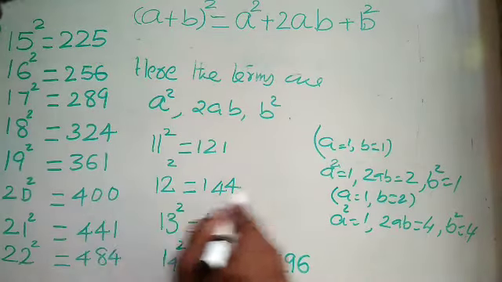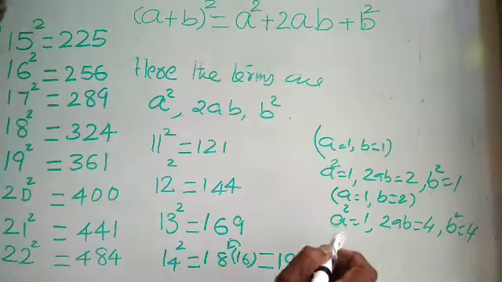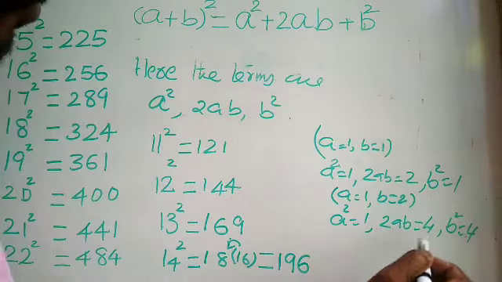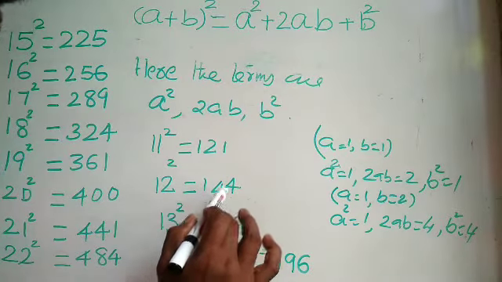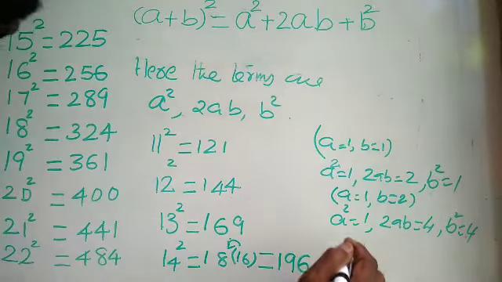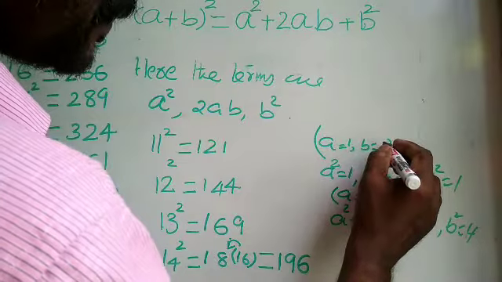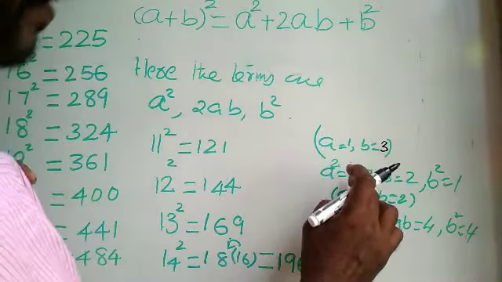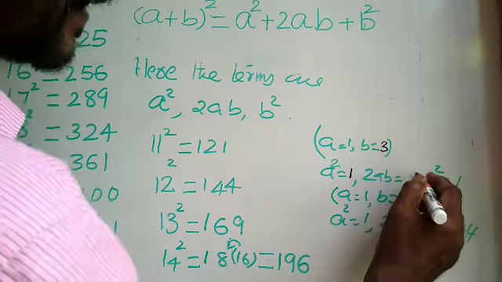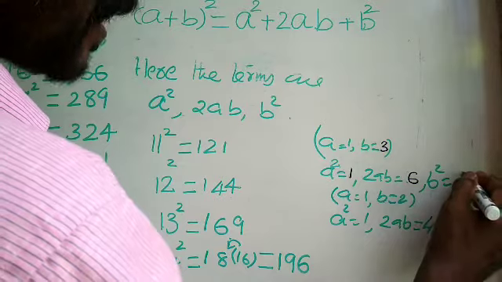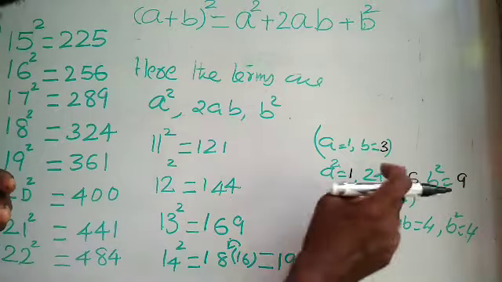12 square. Here I am taking a as 1 and b as 2. a square becomes 1, 2ab becomes 4, b square becomes 4. So 12 square becomes 144. Here 13 square, then a becomes 1, b becomes 3. So a square becomes 1, 2ab becomes 6 and b square becomes 9. So we are getting 13 square equals 169.